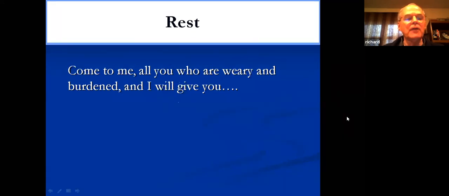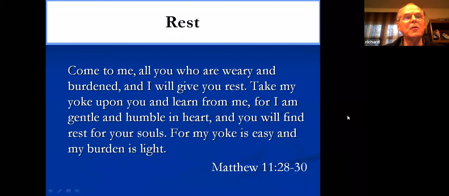Remember in Matthew 11 it says, come unto me, all you that are weary and burdened, and I will give you one more thing to do. That's not what he's talking about here. It says, I will give you rest. This is Jesus talking. Take my yoke upon you and learn from me, for I am gentle and humble in heart, and you will find rest for your souls. For my yoke is easy and my burden is light.